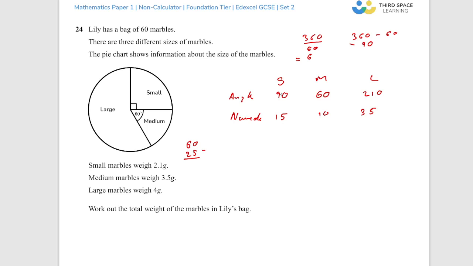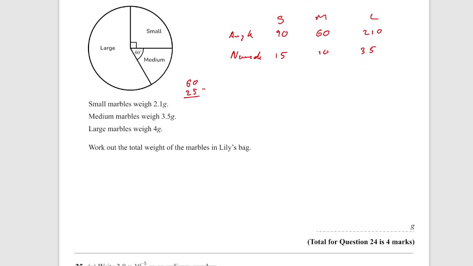Right. Small marbles have a weight of 2.1. We've got to work out the total weight. So we need to do, in effect, 15 times 2.1. Actually, we can do 15 times 2.1. Well, 15 times 2 is going to be 30, and then times 0.1 is going to be 1.5.